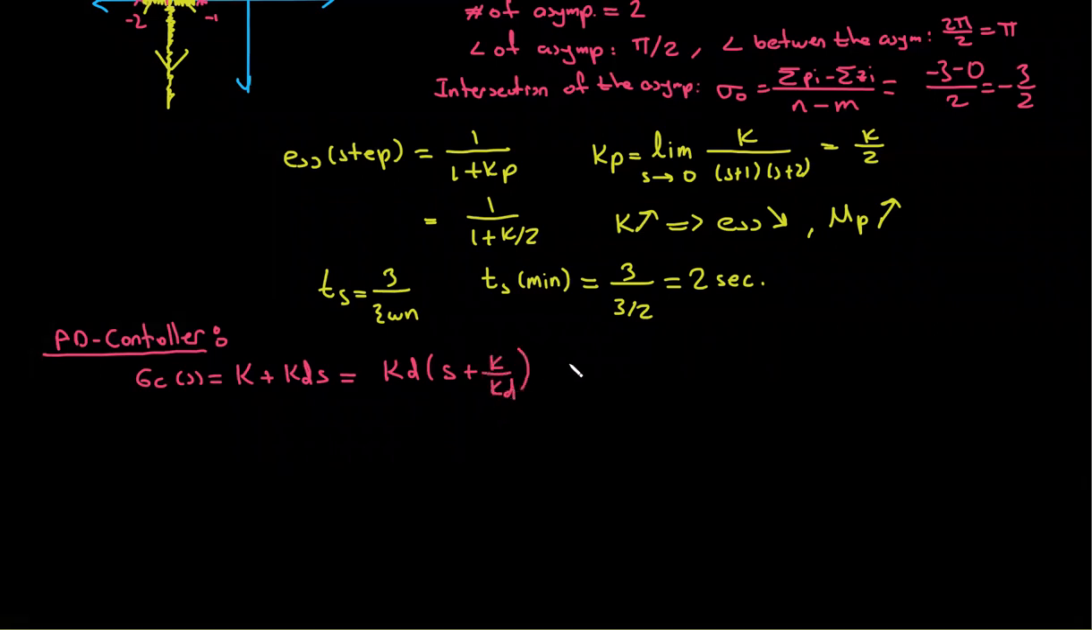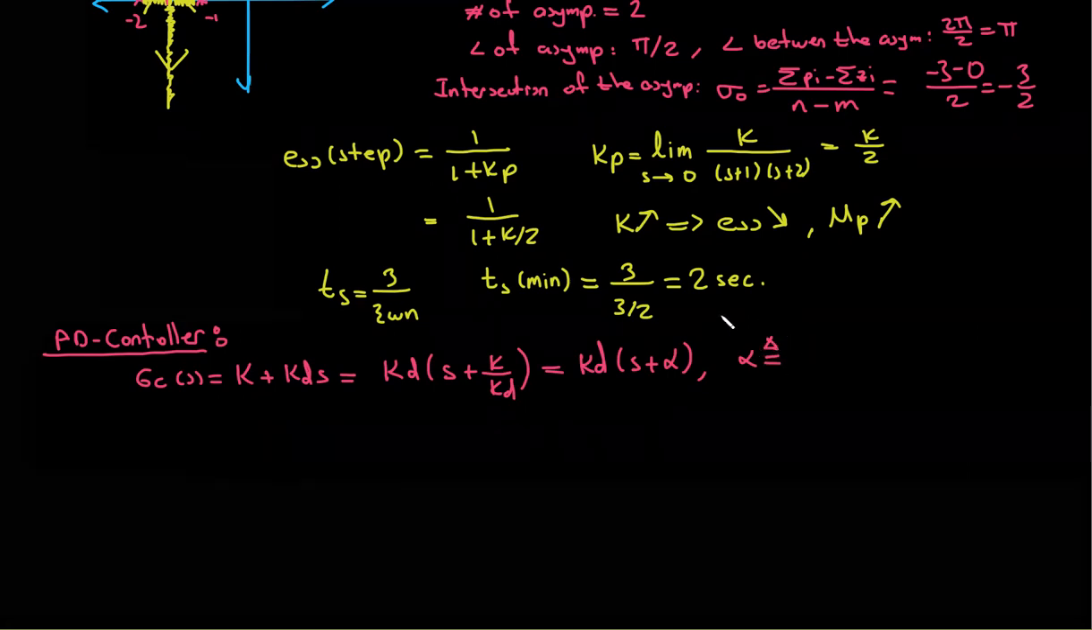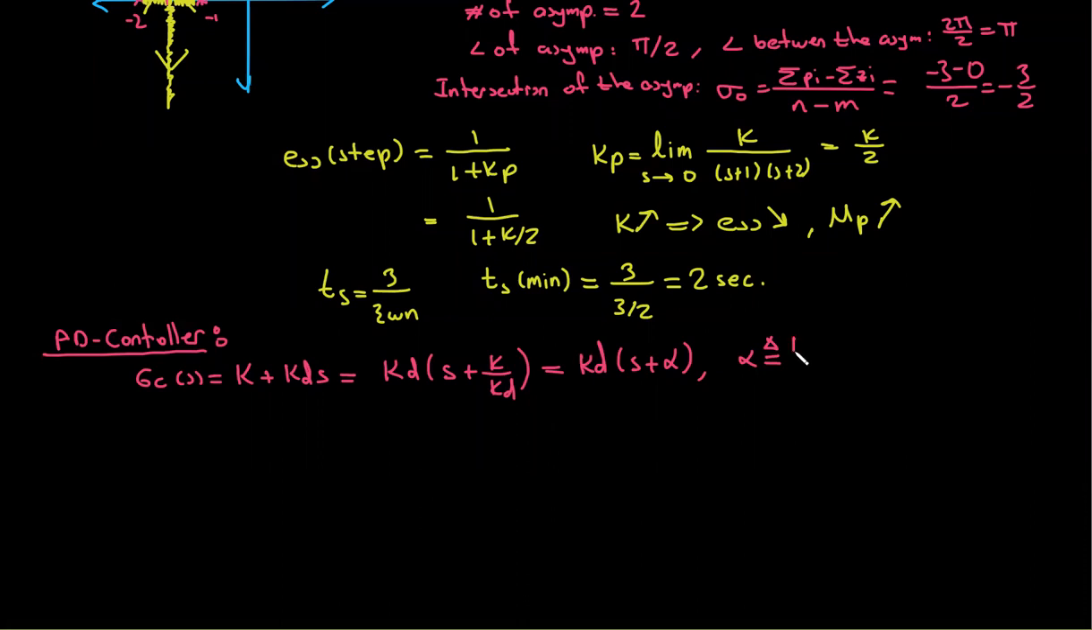Okay. So in that way, I can say that this is KD times (S plus alpha). I defined a new variable that will be my zero, by the way. That will determine the zero in the open loop transfer function. I call it alpha. The zero would be at minus alpha. And this is equal to K over KD.